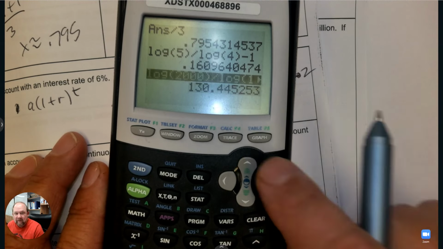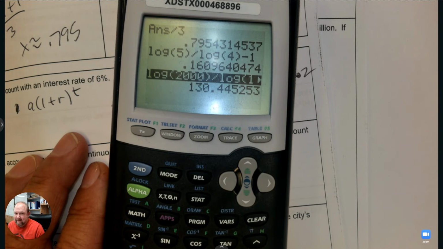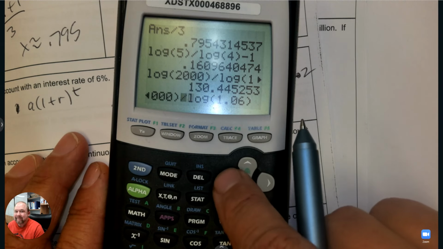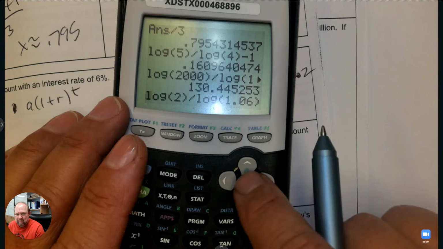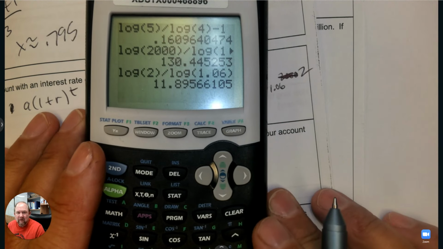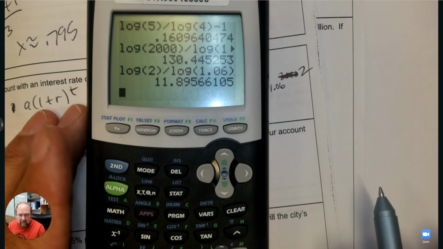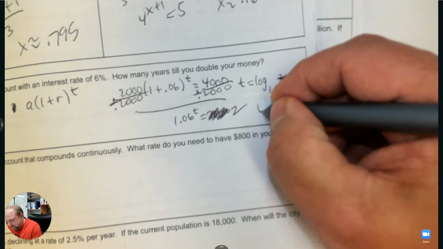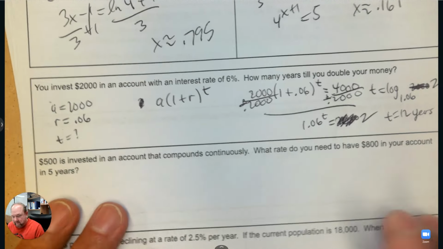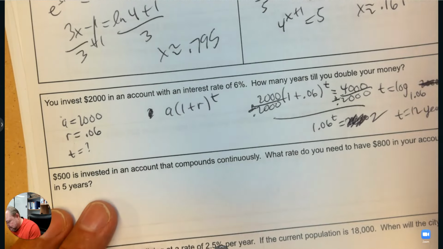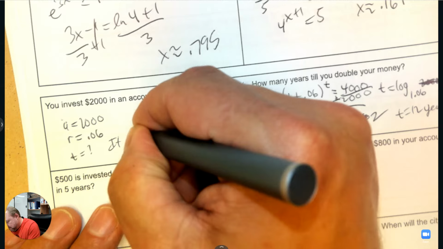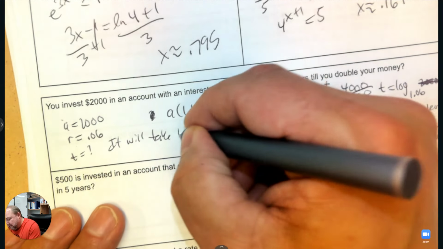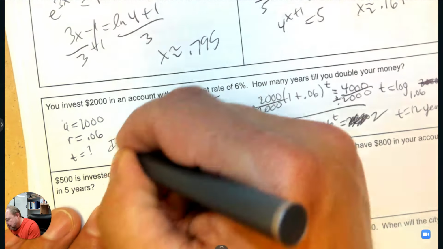But maybe I can get something to learn here. Do I think it's going to take 130 years? Or do I think I made a mistake? And the answer is, I think I made a mistake. And then I go back and I think, what was my mistake? It was something silly that I did, which you guys do. And then we change it and go, wait, oh, that's better. 12 years. That makes more sense. And then write a good sentence. So I'm going to say it will take 12 years to double your money.